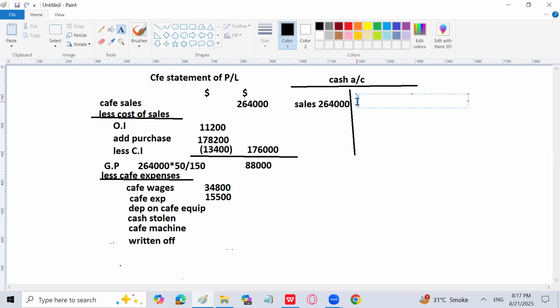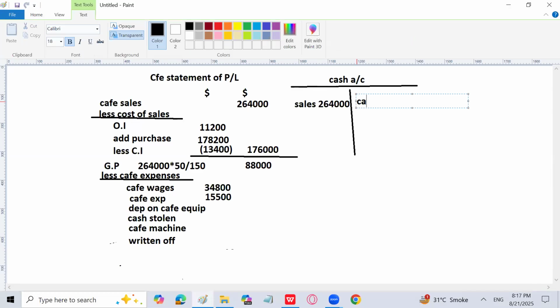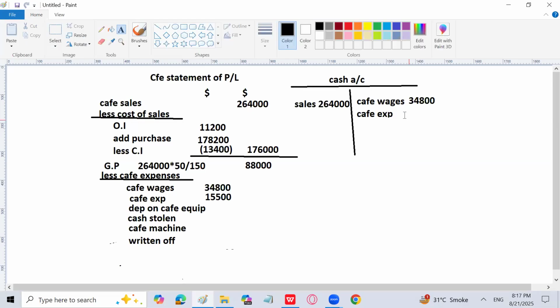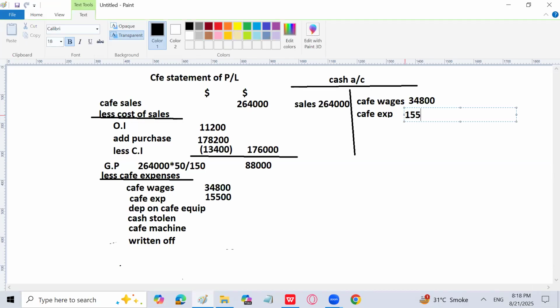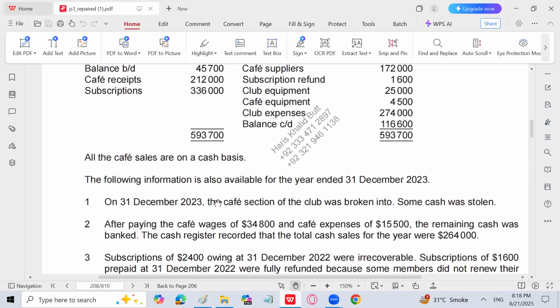Then on the credit side, we have paid cafe wages and we have also paid cafe expenses. So we have paid two things. Cafe wages we have paid, cafe expenses we have paid. Cafe wages are of 34,800 and cafe expenses are of amount of 15,500. There is another thing. If you just look at the question, out of total cash sales of 264,000, we have deposited some amount in the bank with an amount of 212,000.